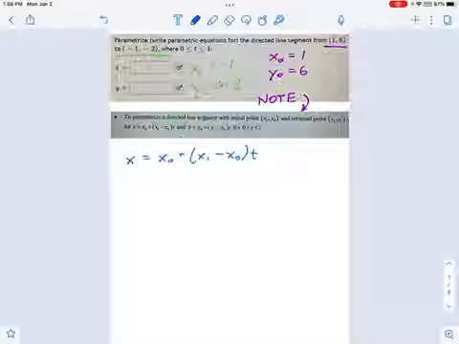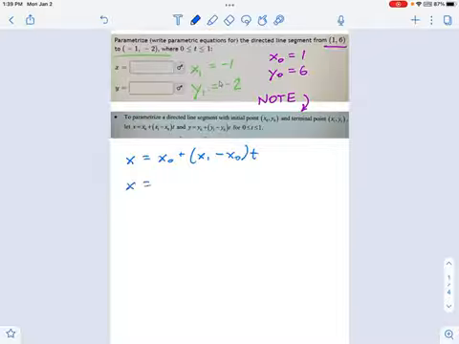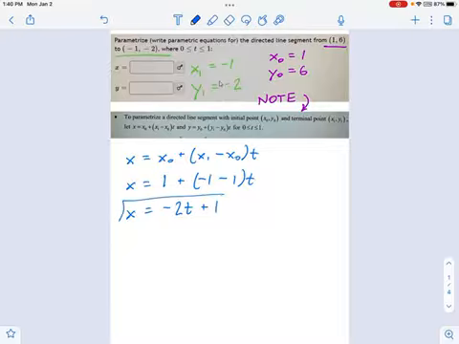Okay, so what does that become? X equals, well, what's x naught? That's 1 plus, and what's x1? That's negative 1 minus x naught again is 1, times t. So if we simplify this, it looks like this is going to become negative 2t plus 1. Okay, that's our equation for x.